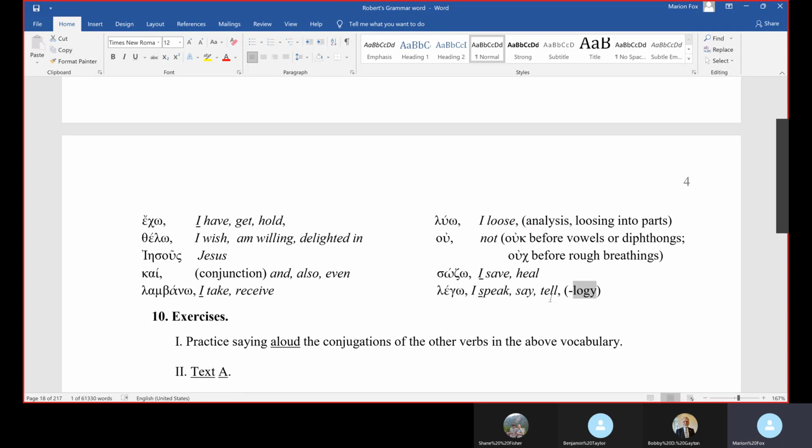Now then, what we've done is we've practiced saying aloud the conjugation of the other verbs in the above vocabulary. You've heard them now. Do you have any questions? Anybody?